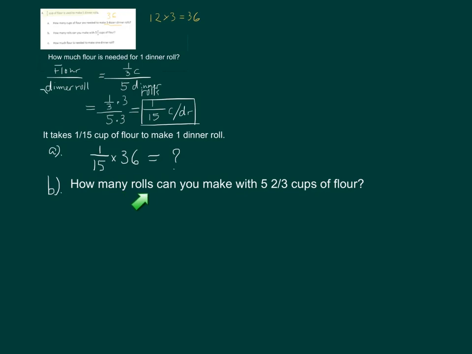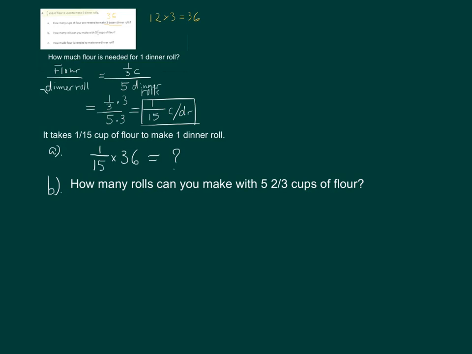Part B, how many rolls can you make with 5 and 2/3 cups of flour? Okay, so from the very beginning, we figured out that 1/15 cup of flour could make one dinner roll. Now this is just like that downloading movie problem that you just did for number 1. So now you have 5 and 2/3 cups of flour. It only takes 1/15 of a cup to make one roll, so you just divide. So 5 and 2/3 divided by 1/15, then the number you get will be the number of dinner rolls that you could make.